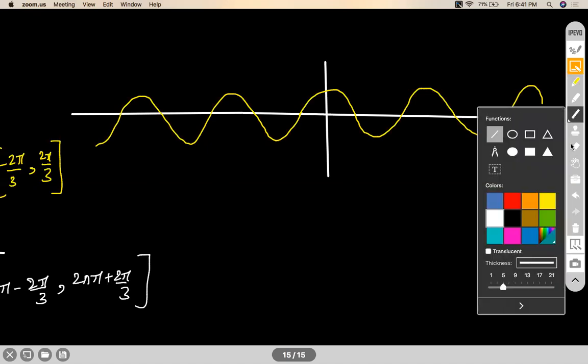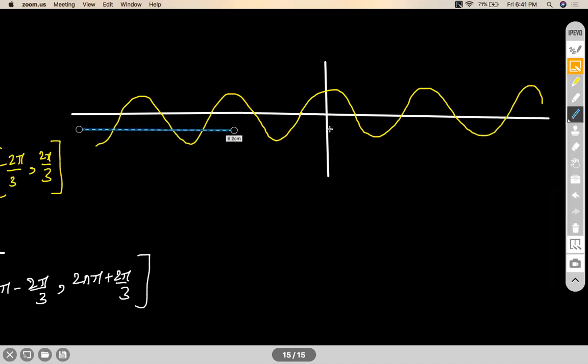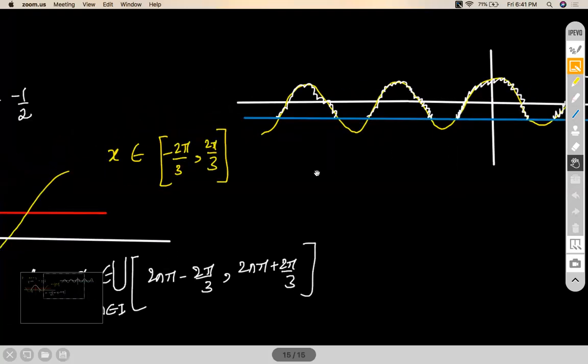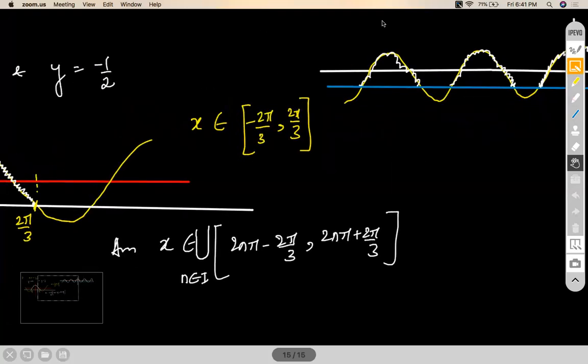Okay. When is your graph of cos x greater than equal to minus half? So your answer will comprise several intervals. Your answer will have this interval. Your answer will have this interval. Your answer will have this interval, the one which I'm shading with white. Correct? So at a periodic interval, these white patches are appearing. That's why we need to take the union of all those patches, and hence there is a union symbol. Got it?